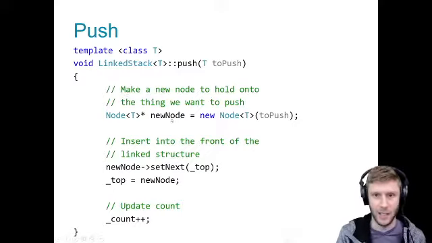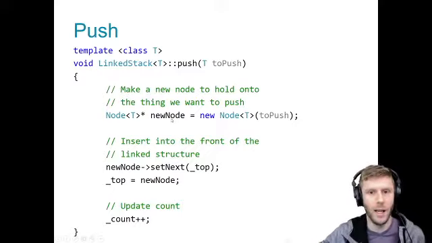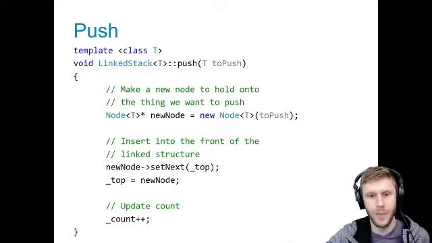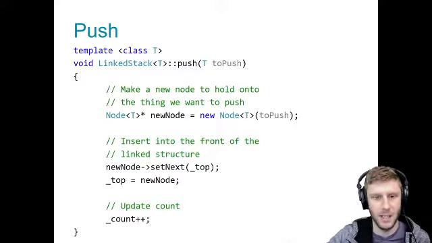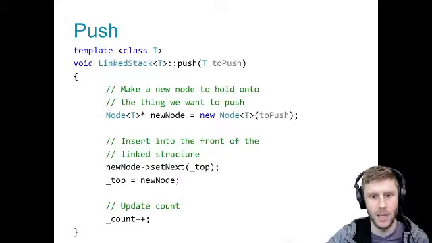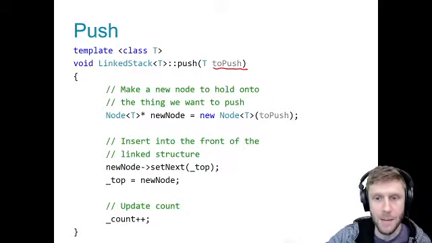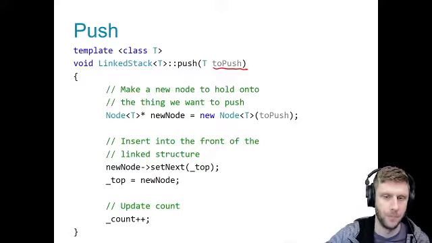So what's happening here? Well, we create a new node. The new node's next points to top. Top is now the new node, increase count. That's it. So the thing we're pushing here of type T, this is the data we're pushing.